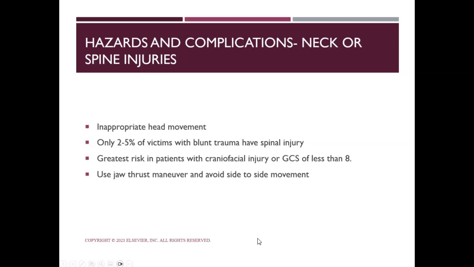When you roll the patient to check their back or put the CPR board behind their back, you are rolling the patient so that they're rolling like a board. Their head and neck cannot move separate from their shoulders and their hips. That just keeps their spine in line so that it reduces any chance of further injury.